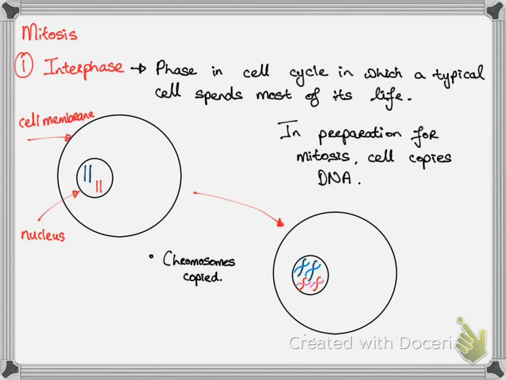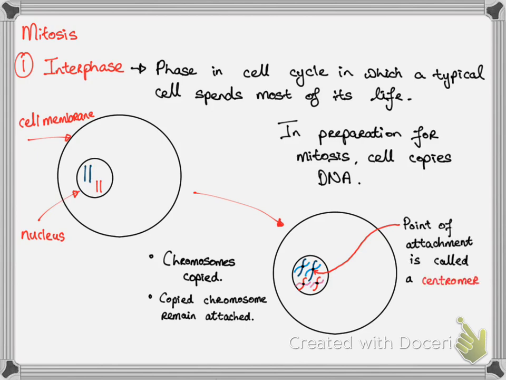You can see that the chromosomes are copied. So I've indicated that by a light colour blue and light colour pink. And the copied chromosomes remain attached to their original counterparts. So you can see I have the original ones in dark red and dark blue, and the copied ones are attached to them. And where they're attached, I've just put a black dot, is what we call the centromere. So that's the point of attachment, the centromere. During this time, ribosomes and mitochondria are also replicated.